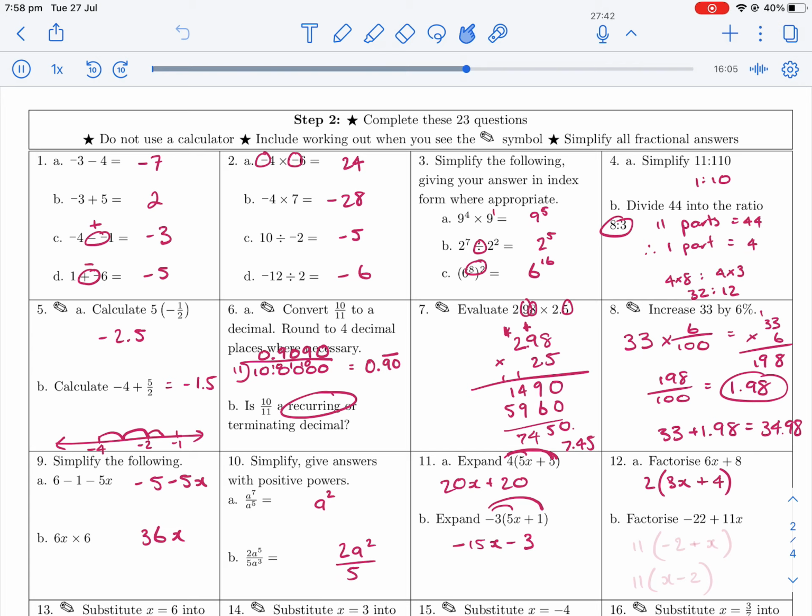Biggest number that fits into both, 11. Minus 2 times 11 is minus 22 plus x. 11 times x is 11x. You could also see that written like this.